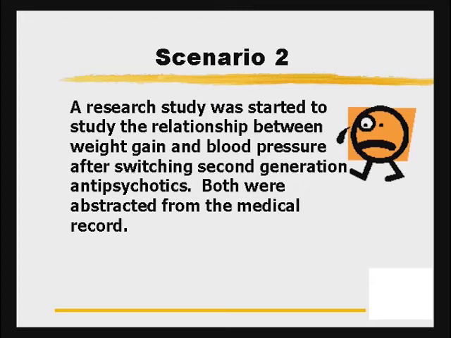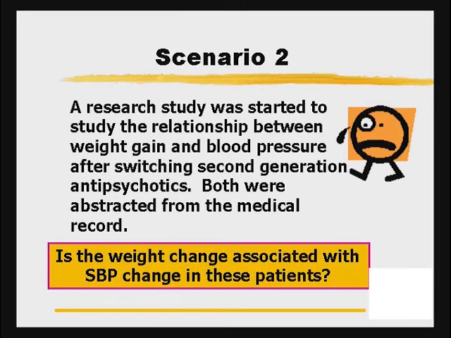Okay, well, let's look at scenario number 2. Scenario number 2 is that we're going to be looking at the same research study, looking at the relationship between weight gain and blood pressure after switching from second generation. Both, again, were abstracted from the medical record. What is the research question? Well, the research question is the weight change associated with systolic blood pressure change in these patients.